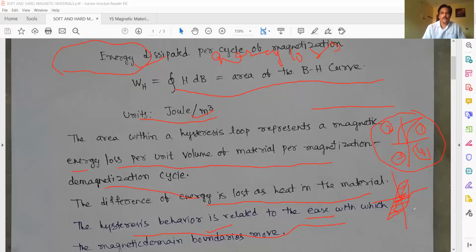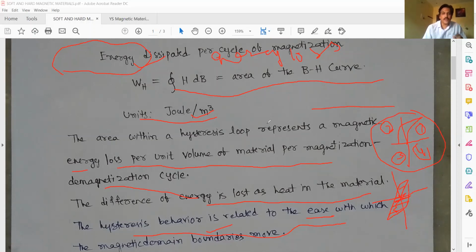There are different types of loops. Different materials exhibit different types of loops. We will show at the end what different types of hysteresis loops different materials exhibit. So less is the area of the loop, less is the energy loss. More is the area of the loop, more is the energy loss.